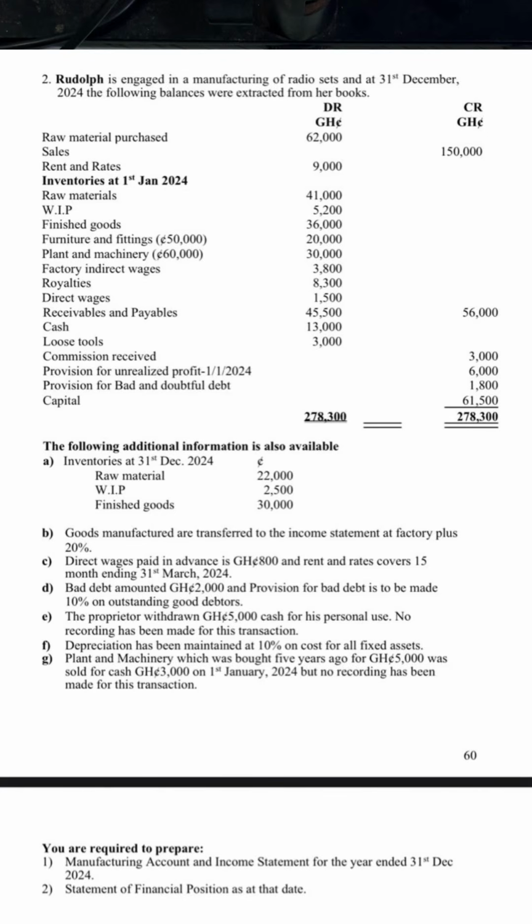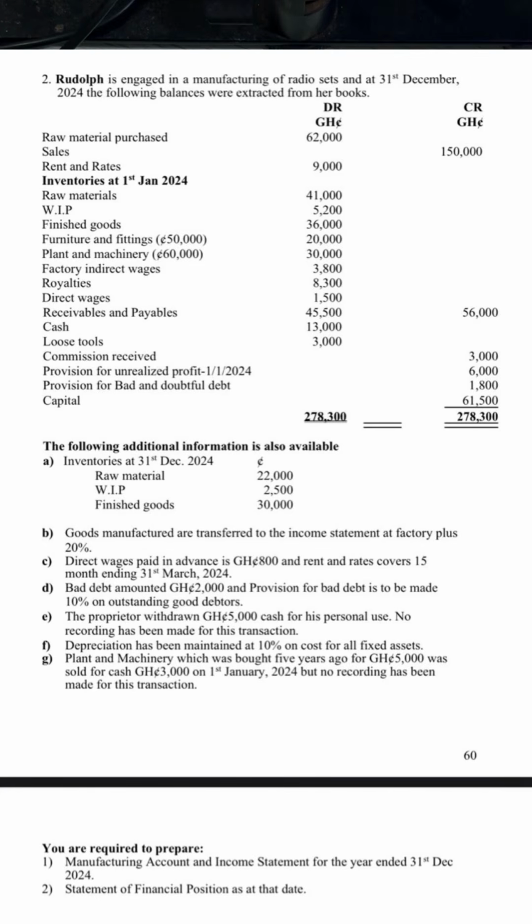Then we move on to factory indirect wages, which is 3,800. This is factory overheads. We have royalties, that is a direct expense, 8,300. We have direct wages, that is a direct labor item. We have receivables and payables. We have cash, loose tools, that is a factory overheads item. Commission received, other income. Provision for unrealized profit at the beginning of the year, and provision for bad and doubtful debt. That one too will be at the beginning of the year.